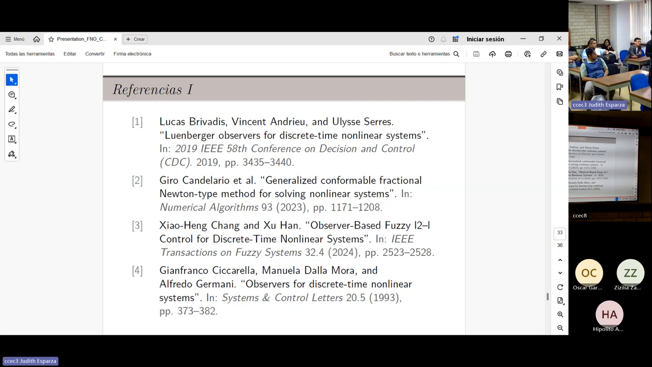This algorithm is really robust under a certain parameter. Yes. But that is difficult to analyze. The mathematical techniques are really difficult to understand. That's why the conformable fractional order is a really new topic, from about 10 years ago. Thank you.